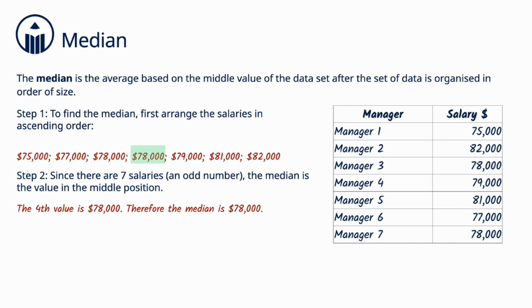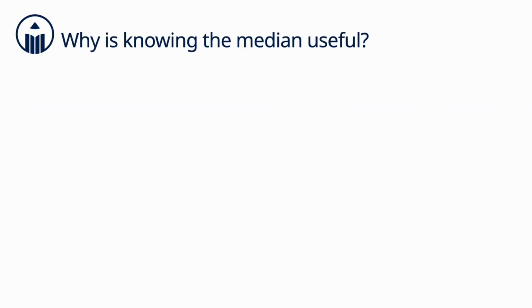Referring to the example used, the median value of the salary data is useful to the business because it shows the middle salary when all manager salaries are arranged in order. This provides a clear picture of what a typical manager earns, unaffected by unusually high or low salaries that could distort the average. There are several reasons why knowing the median is useful.